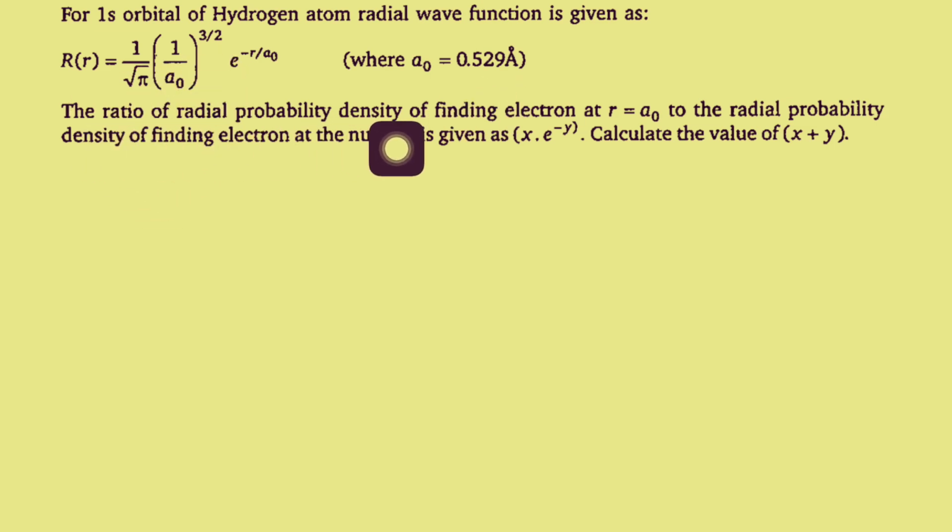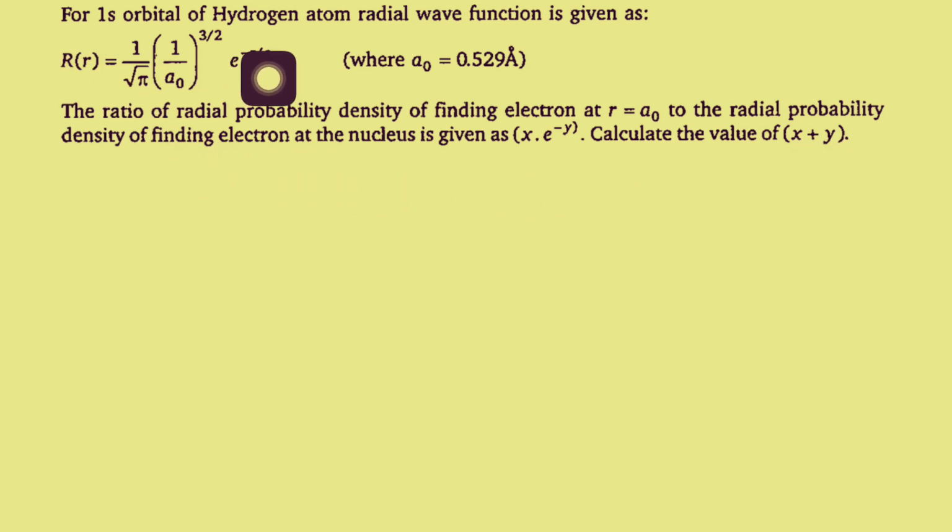The ratio of radial probability density of finding electron at R equal to A0 to the radial probability density of finding electron at the nucleus is given as this. So this is the ratio of radial probability distribution at R equal to A0, that is the Bohr radius, and at the nucleus. Calculate the value of x and y.